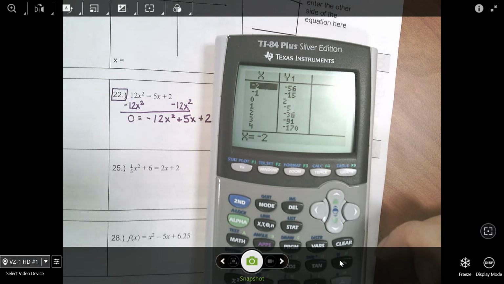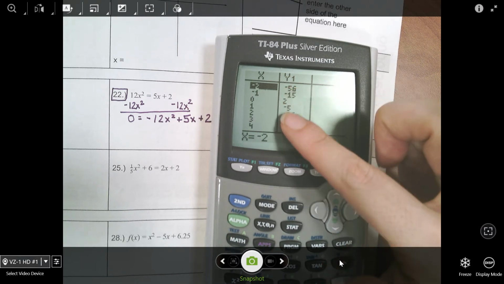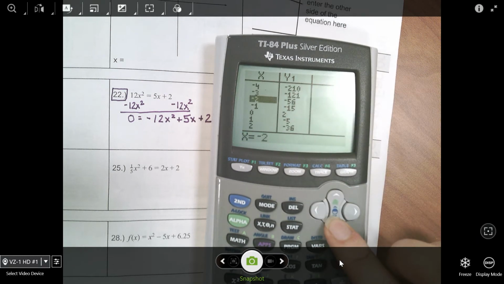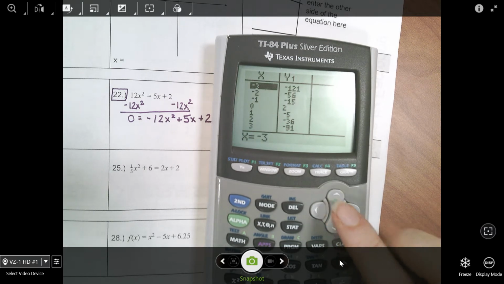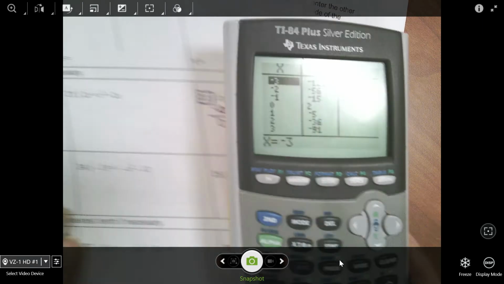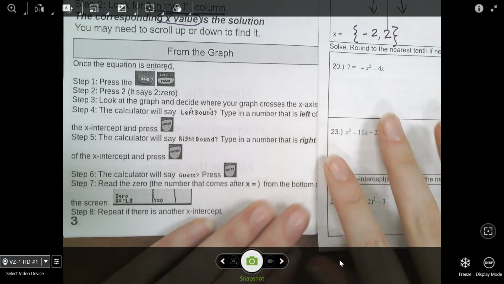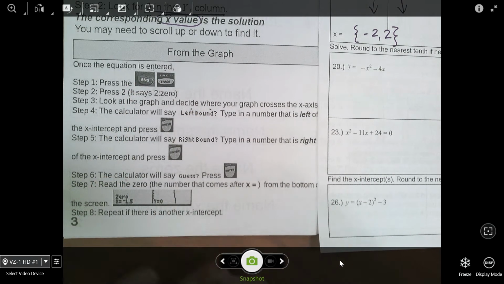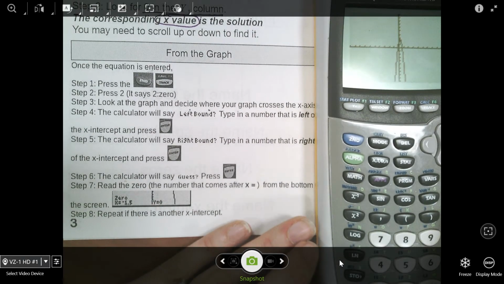So looking at my table, I don't have anywhere where y sub 1 equals 0. And again, that doesn't mean I don't have solutions. I have solutions. They just might not be integers because our table only shows us integers. So this is why we're going to jump over here to the other part of the directions. And we're going to follow these steps. And they're sort of similar to finding your min and max point. So let's go back to the graph for a second.